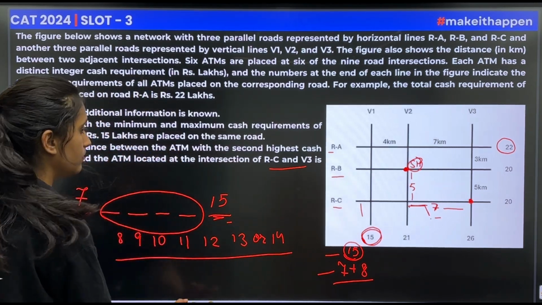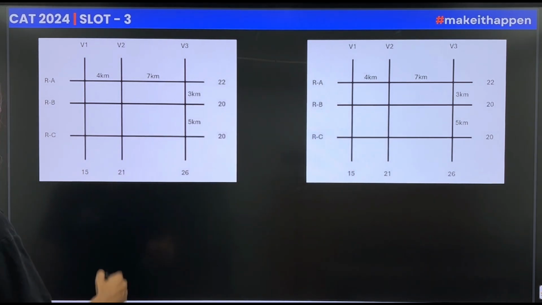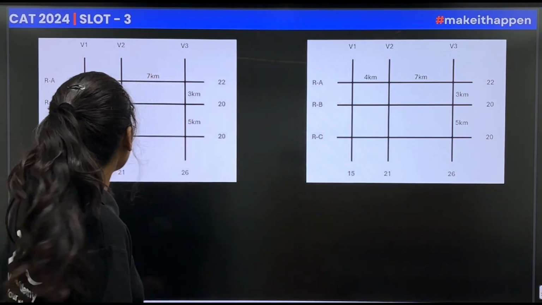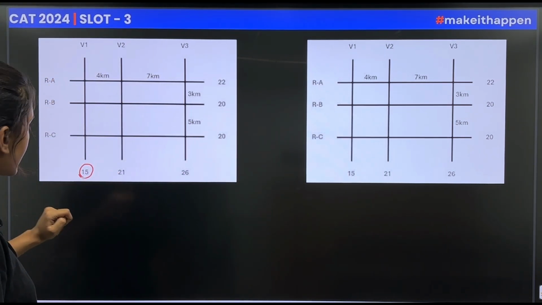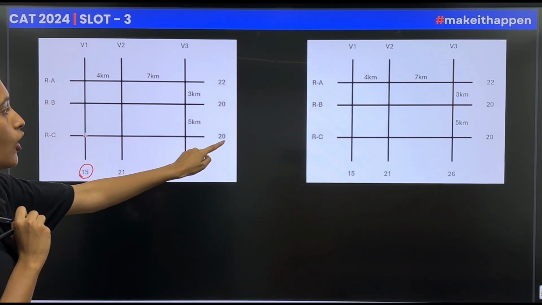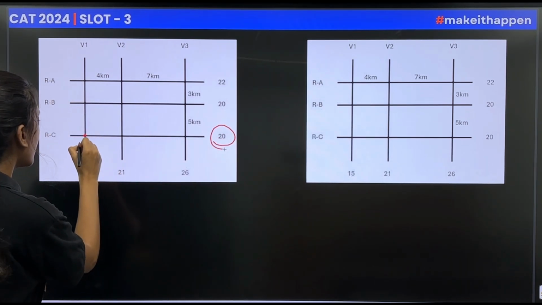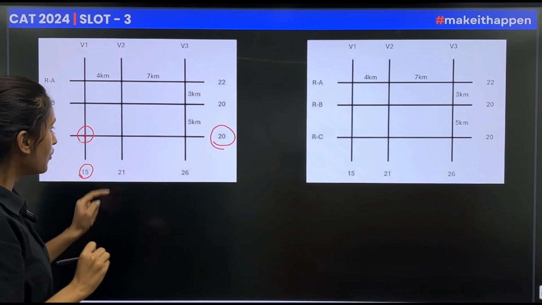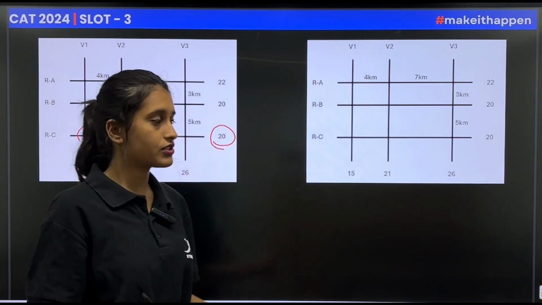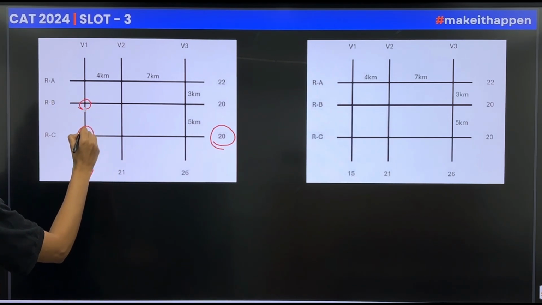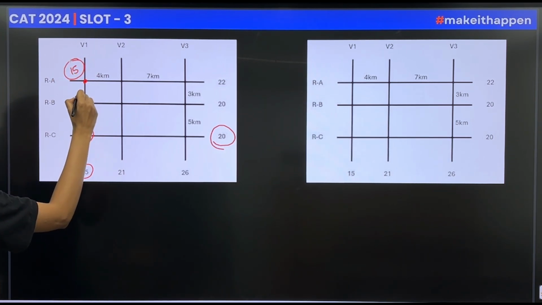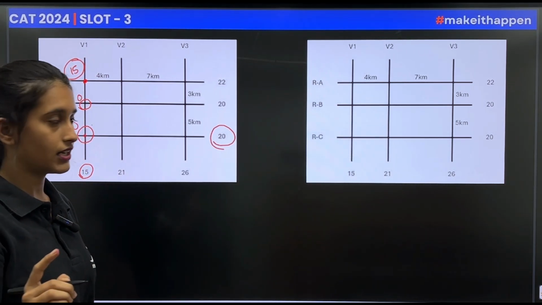Okay. So let's see. If my ATM of cash requirement 15 lakh is placed over here, I can say that it can't be placed over here, because the sum needed here is ultimately 20. If we put 15 here, then we have to take 5 over here, which is not possible because the minimum should be 7. So 15 can't be here, 15 can't be here, so 15 has to be placed over here. Here it would be 0 and 0. I hope that's clear to you.